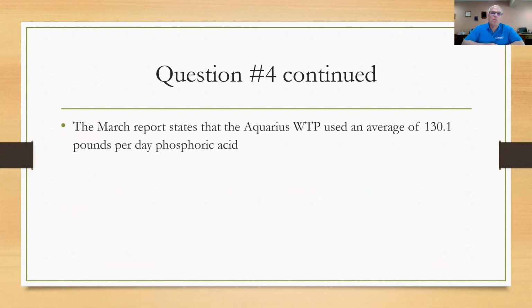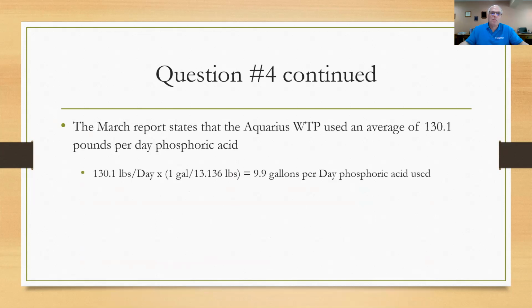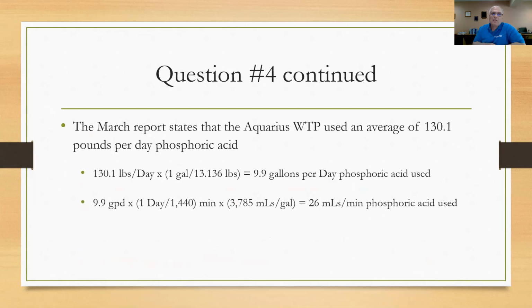So, the March report states that the Aquarius plant uses an average of 130.1 pounds per day phosphoric acid. Well, we don't have pounds, we have gallons, so we got to work that in. 130.1 pounds per day, divided by the fact that 1 gallon weighs 13.136 pounds, I come out with a calculation of 9.9 gallons per day of phosphoric acid used. Now I know that not all of that is phosphate. I've already figured out that it's 30% and 97%. I'm going to work that in there. The 9.9 gallons per day divided by 1440 will give me gallons per minute, times the 3,785 milliliters per gallon will give me milliliters per minute phosphoric acid used.